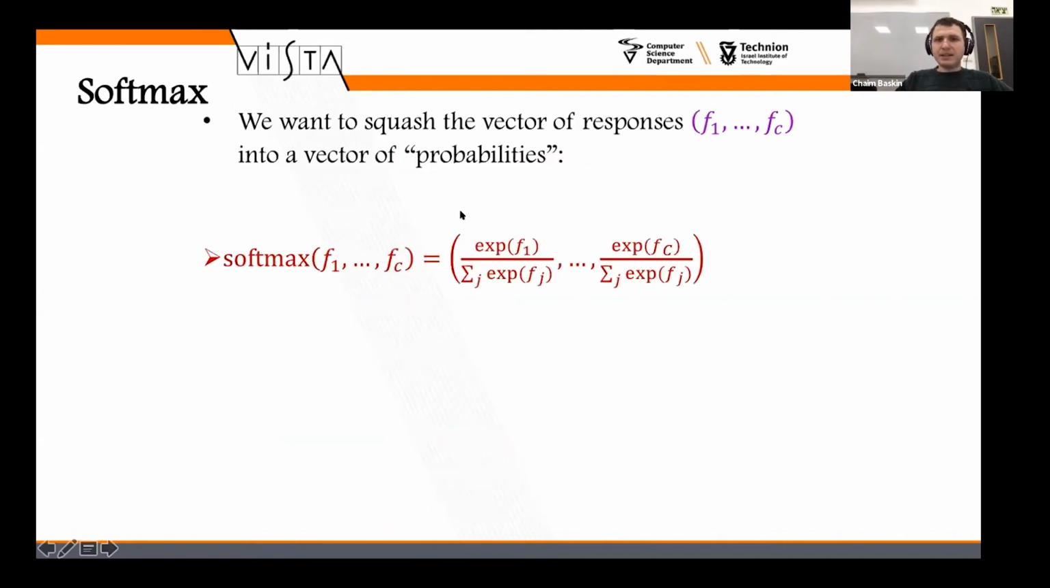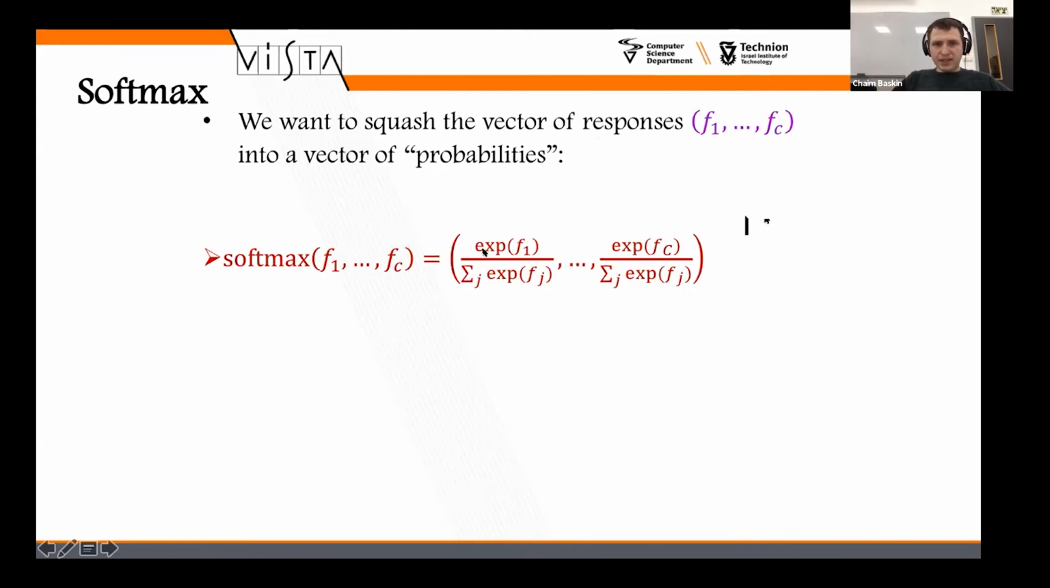Okay, softmax. From what we started with before, we saw that we have scores. Now we want these scores to be translated to probabilities, okay? We want to work with probabilities, and this is actually what our softmax will do. Softmax will turn the outputs of all our functions into a vector of probabilities.